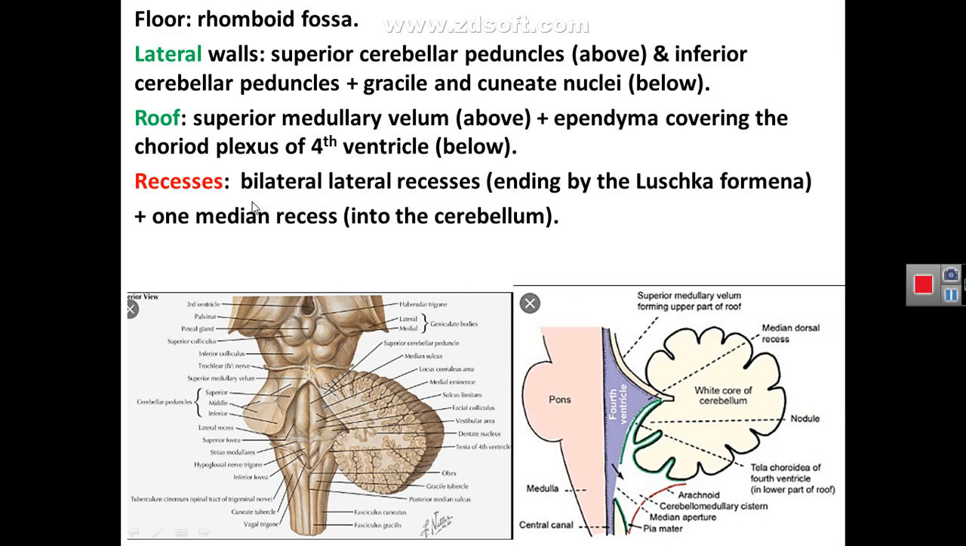The fourth ventricle contains recesses. Here we may see the lateral recesses that end laterally by the foramen of Luschka on the sides, and there is a medial recess that extends into the white matter of the cerebellum.